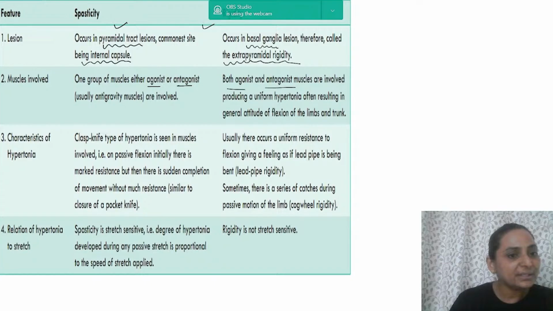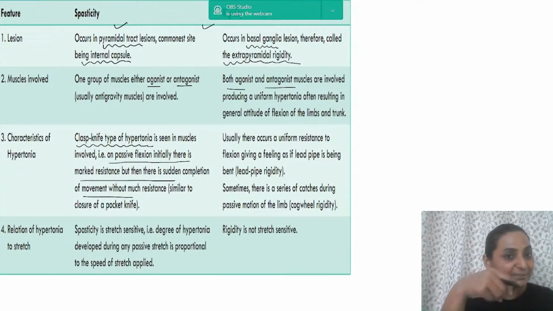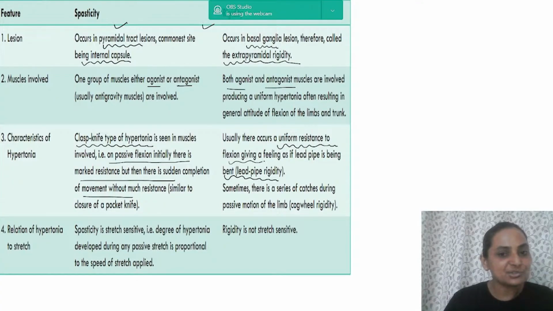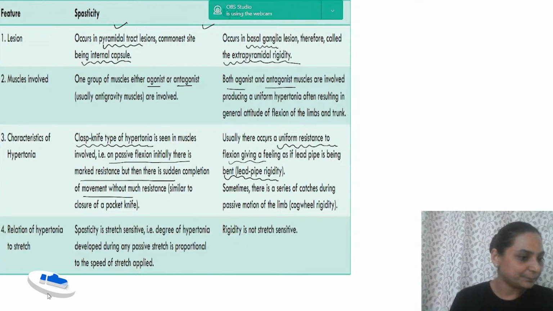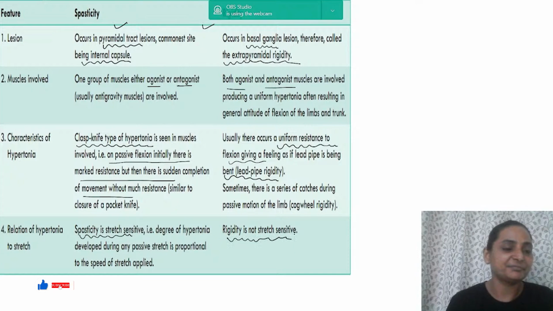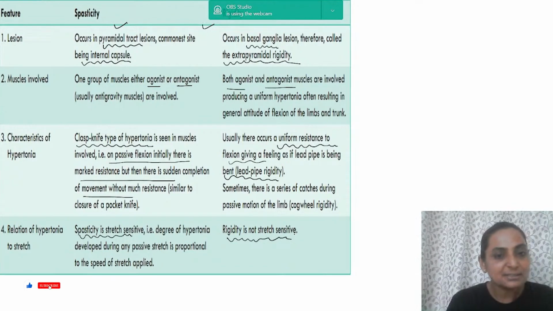That is passive flexion initially and then marked resistance, but then there is a sudden completion of movements, like a clasp knife as you open and close it. Whereas here it is basically a lead pipe rigidity. That means a uniform resistance to flexion, as if the person is bending a lead pipe. Now, spasticity is stretch sensitive, and here it is not stretch sensitive. So these are important features regarding the differentiation between spasticity and rigidity.